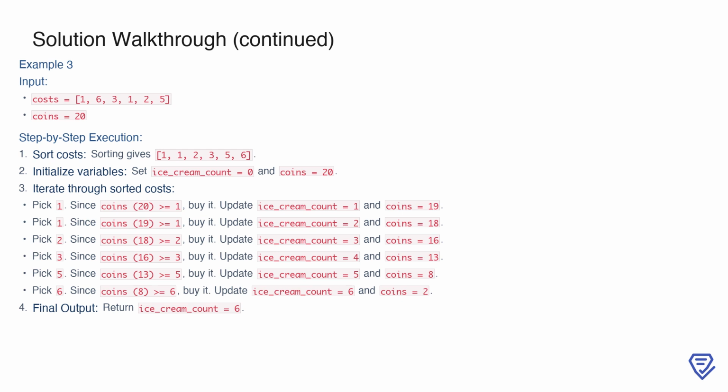This example highlights how having more coins allows us to purchase more items, as we can afford both the cheaper and some of the more expensive options. The final output here is 6 ice creams.